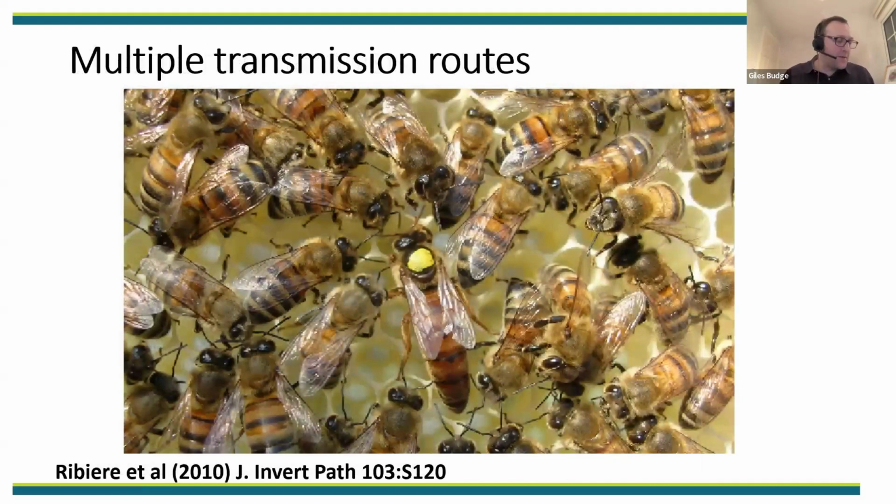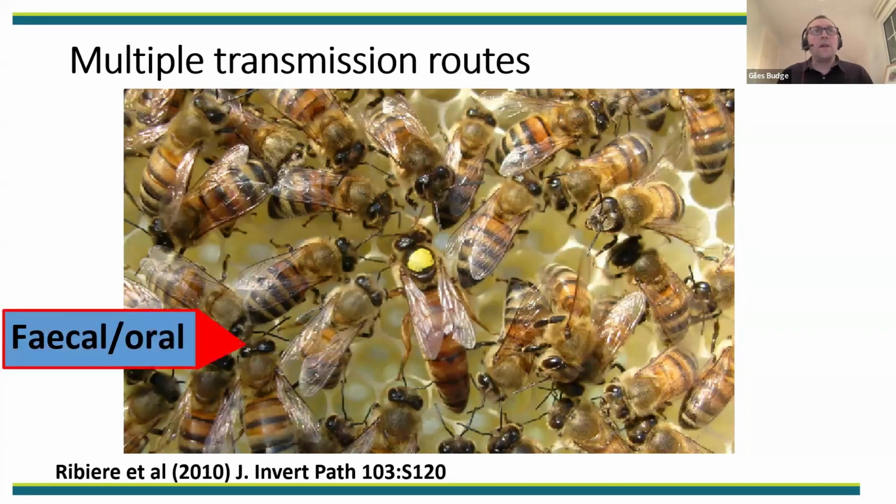So how does this virus move around? Well, the first paper I wanted to point you towards was one by Magali Ribière in 2010. It's an open access article and it's got lots of information on chronic bee paralysis, including the modes of transmission. So what we mean by this is how the virus moves from bee to bee.